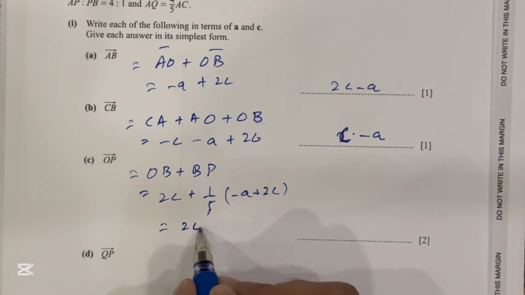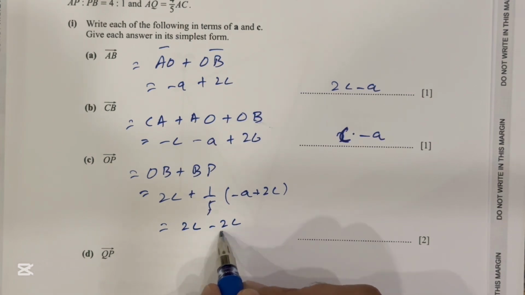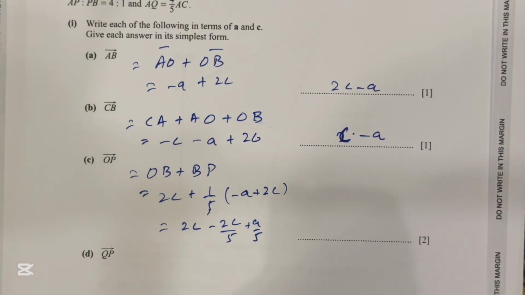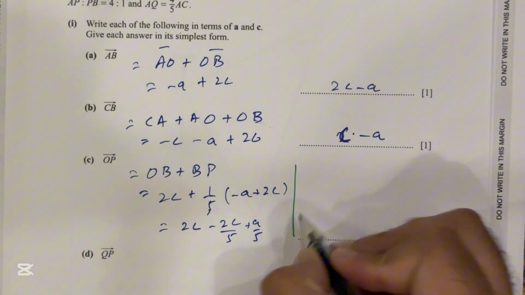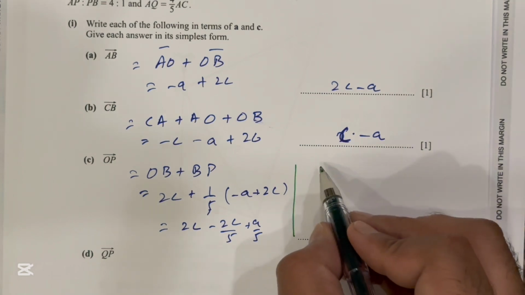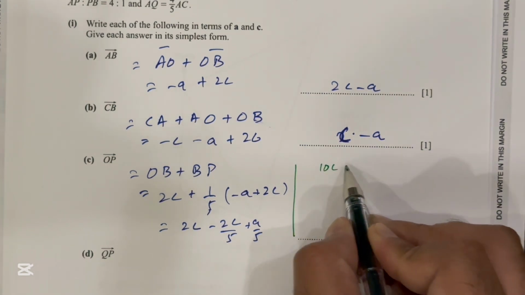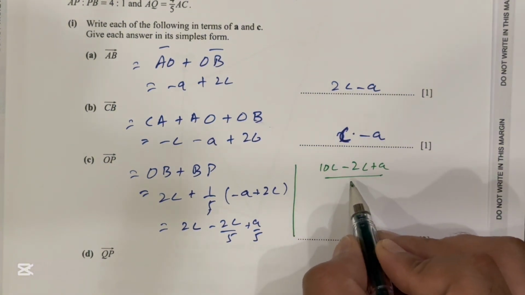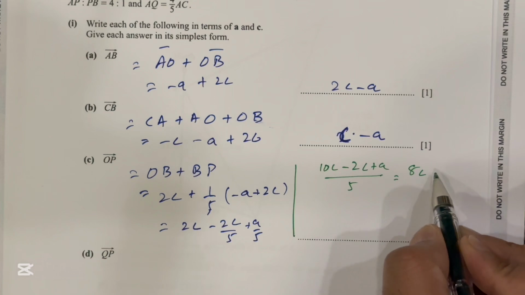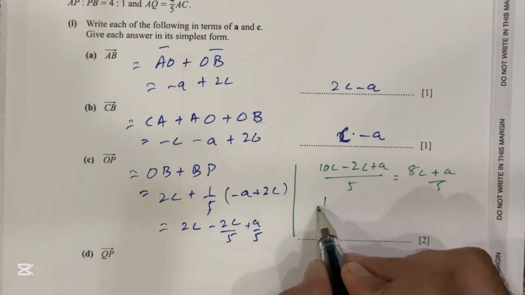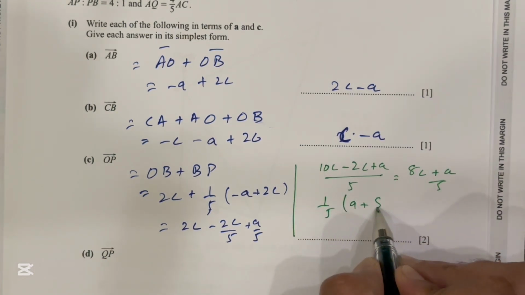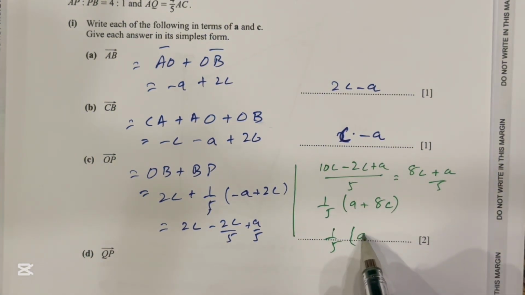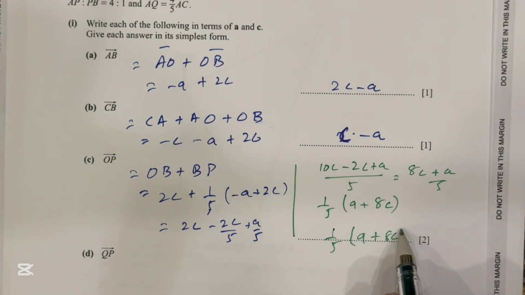So that would be equal to 2C minus 2C by 5 plus A by 5. Okay. Now take the LCM. I'm solving the rest of the question over here. It would be 10C minus 2C plus A, and that would be over 5. So it would be 8C plus A over 5, or you can write 1/5 (A plus 8C). So this would be your final answer, 1/5 (A plus 8C).